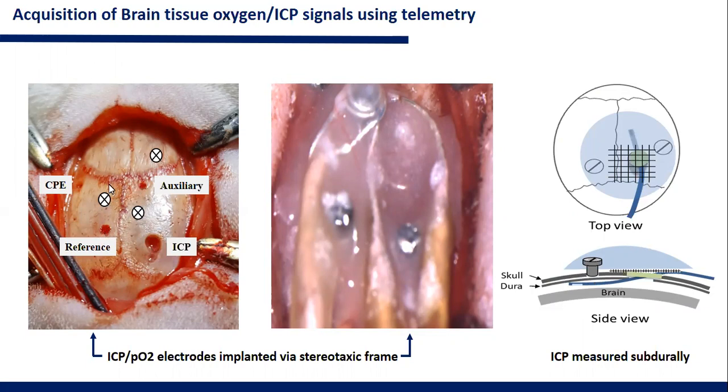So as you can see, these are the indications of the screws. Then the auxiliary reference and the carbon patch electrode, which is CPE, were inserted and sealed into their respective sites with dental cement, which you can see in the middle figure, which gives stability and strength to the electrodes. So even if the animal is moving in its cage, there is no chance that it can influence any signals of the ICP and oxygen electrodes.